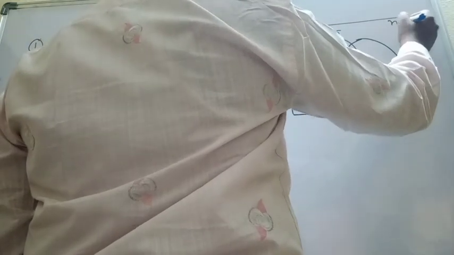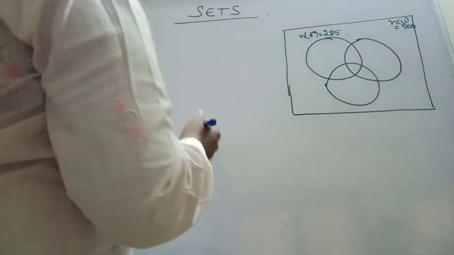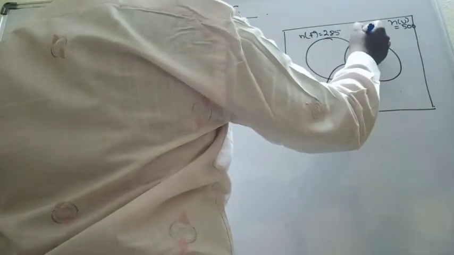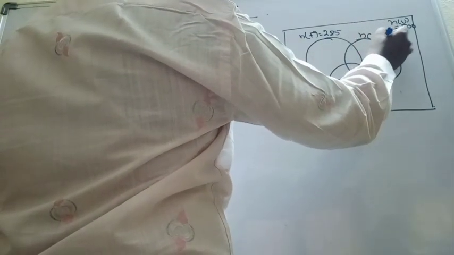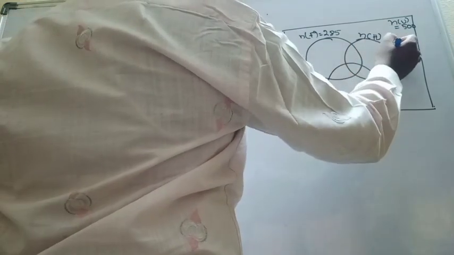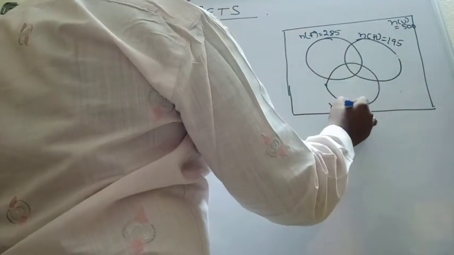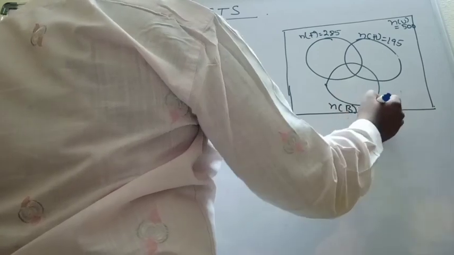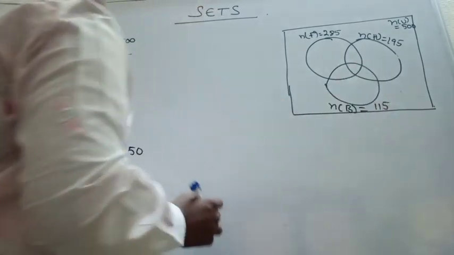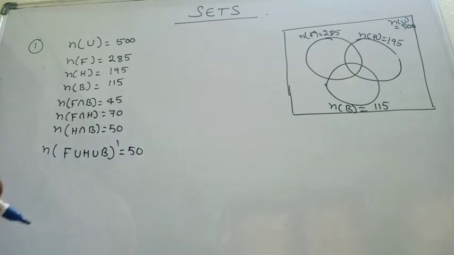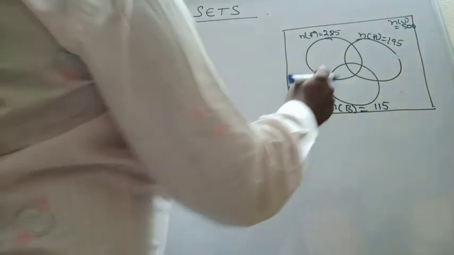And n of u is equal to 500 here, totally 500. N of h is equal to 195 here. N of b is equal to 115. Now n of f intersection b.